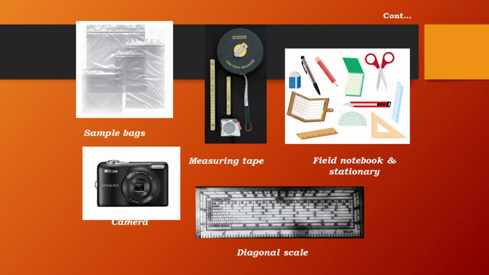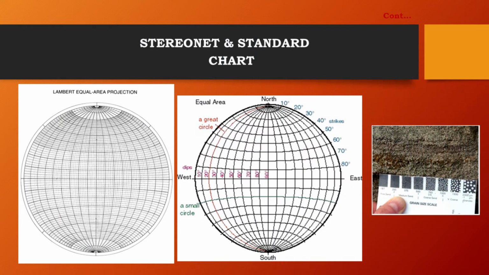Sample bags are used to collect fresh rock samples. Measuring tape, notebook, and diagonal scale are used to measure and record data. A camera is used to collect field photographs. Stereo nets and standard chart.